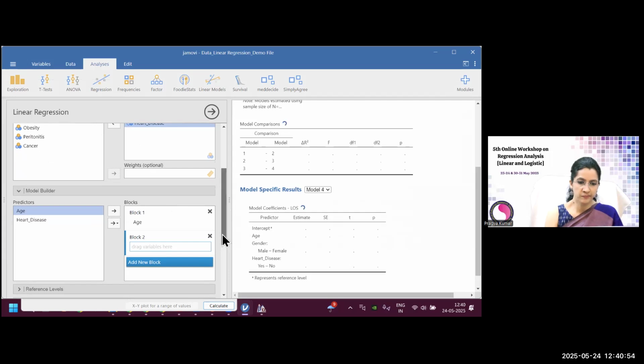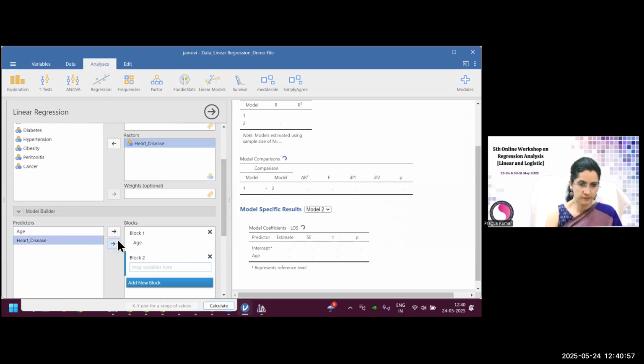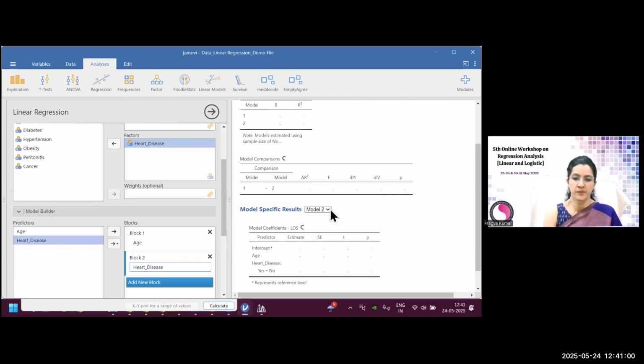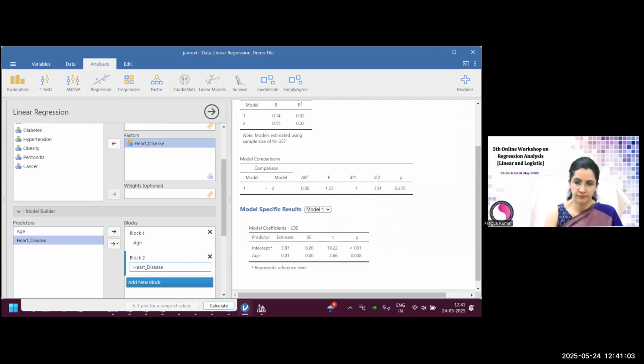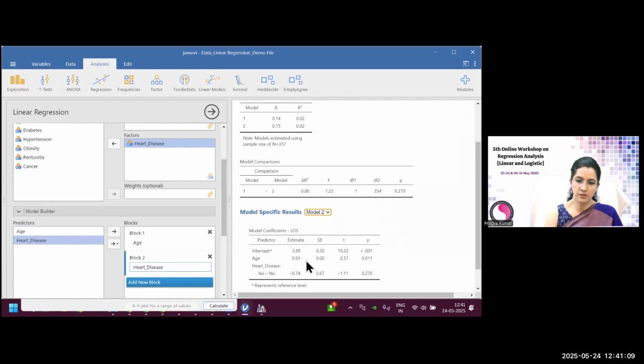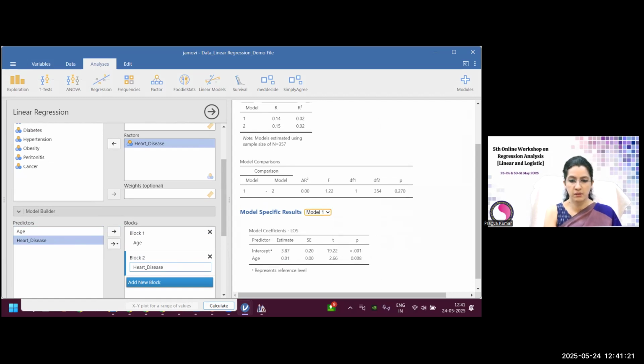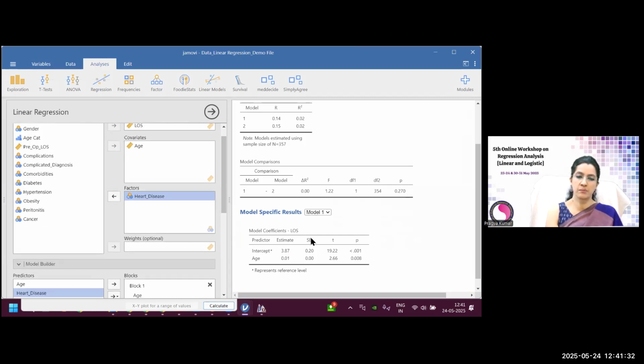Just a sec. Age and heart disease I will put here. So here in model 1, the age is 0.01. And in model 2, it is the same, 0.01. No change in estimate. See, age is 0.01 in model 2, and in model 1 also, age is 0.01. But that will not affect. So the coefficient is remaining the same.